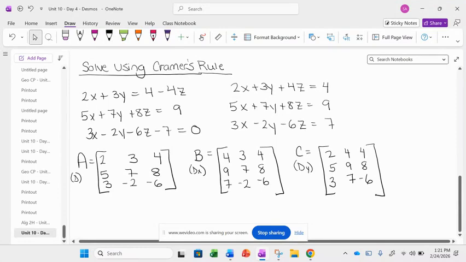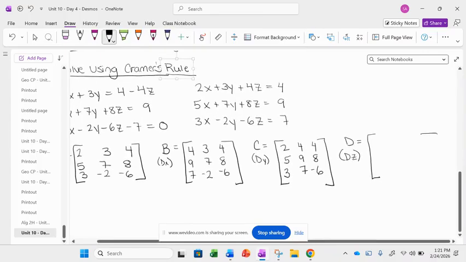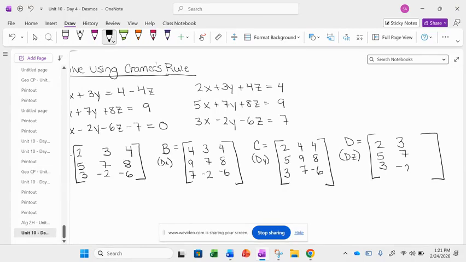How many more matrices do I need to make? Just one. So I'm going to call this matrix D, which we used to call D sub Z. And I'm going to replace the third column. So 2, 5, 3 stays, 3, 7, -2 stays. But now the 4, 8, -6 gets replaced with 4, 9, 7.